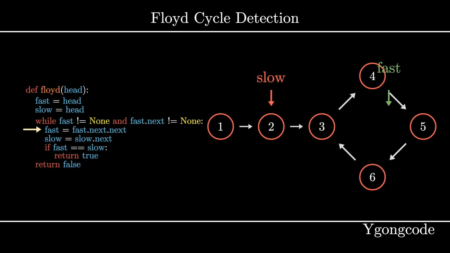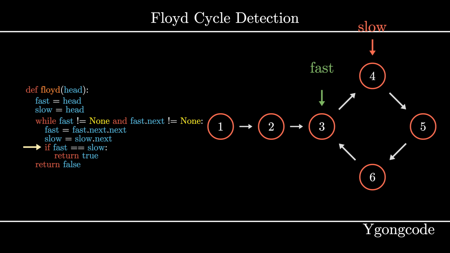In the second iteration, we advance the fast pointer to the fifth node and the slow pointer to the third node. Since both pointers have not met, we will iterate again. In the third iteration, we advance the fast pointer by two nodes, which puts it at the third node due to the cycle. At the same time, we advance the slow pointer to the fourth node. Since both pointers have not met, we iterate again.